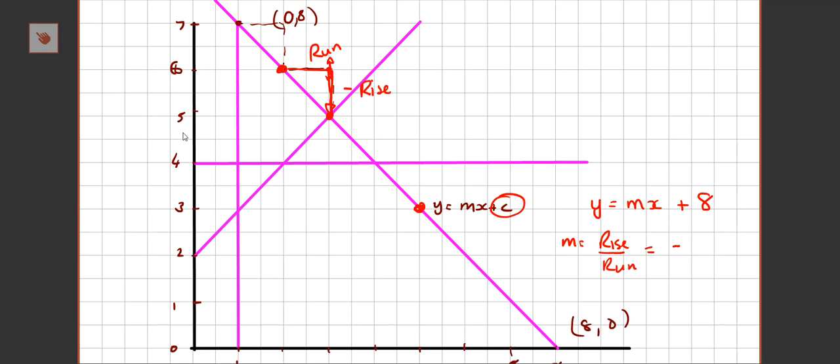From 6 to 5 is 1, and the run was also 1. So we have negative 1. So the equation of this line is y equals negative 1x plus 8. Will you still write the 1? No, you wouldn't have to. But it does ask in the question for what is m and what is c. So we would say m is negative 1 and c is 8. That's what it's asked you for.